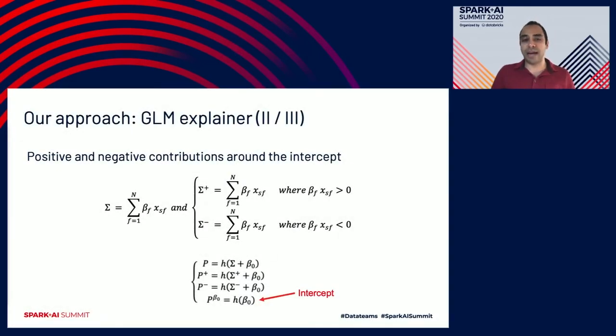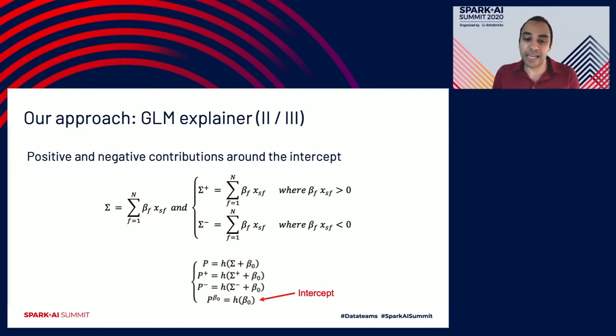So the way we do that, very briefly, is we pool the features into two bins. One is positive contributors and one is negative contributors. And then we linearize their contribution to the overall outcome around the point of intercept. Now, I'm not gonna get into the mathematical details. We're working on a paper and hopefully it'll be published soon and you can refer to that.